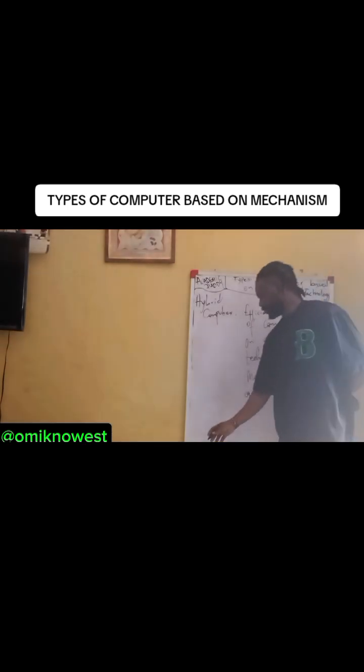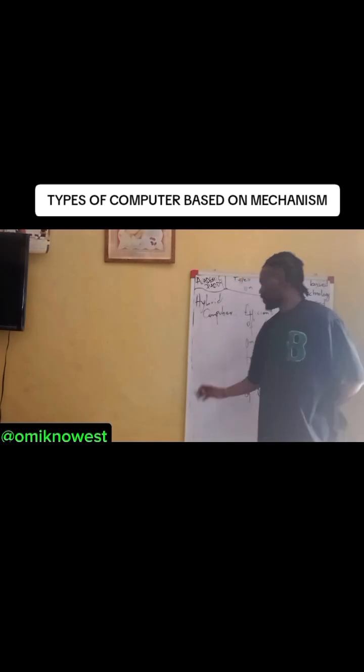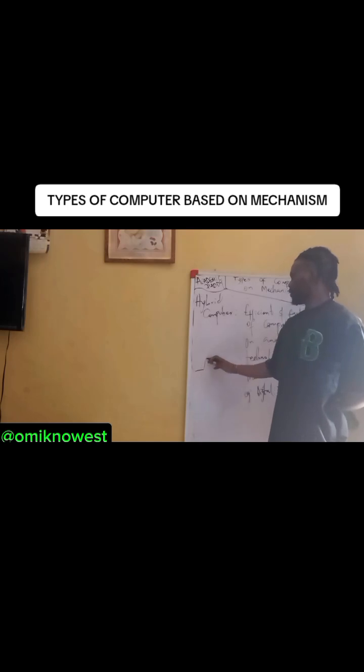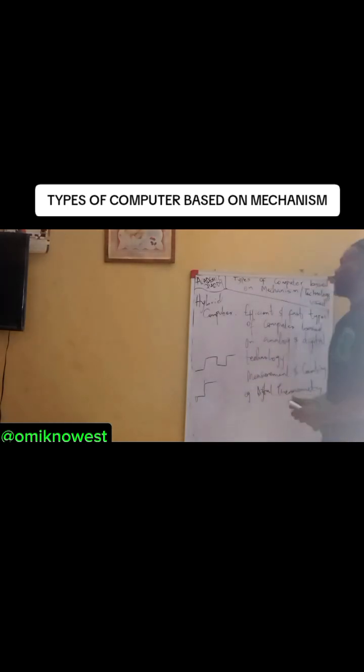So I forgot to give you a symbol for digital computer. So for a digital computer, the symbol is something like this, so that the low end is 0, the high end is 1. Understand? So that will be all for now on types of computer based on mechanism used.